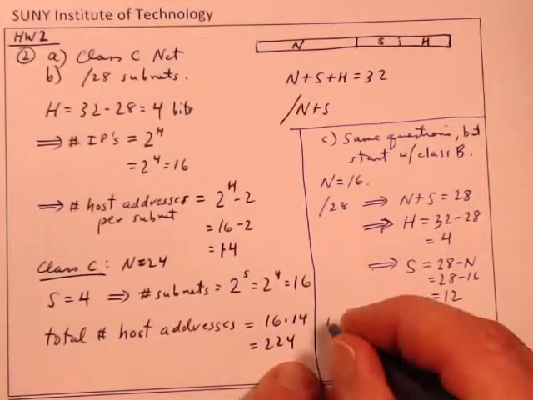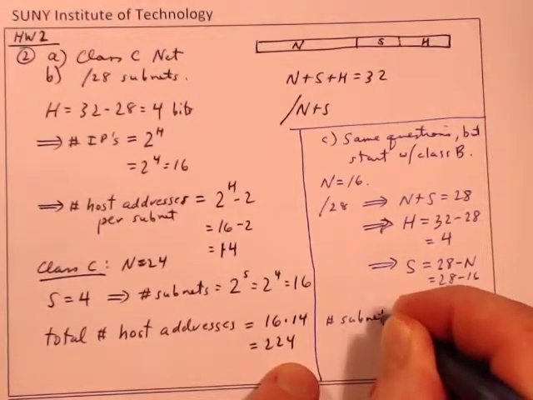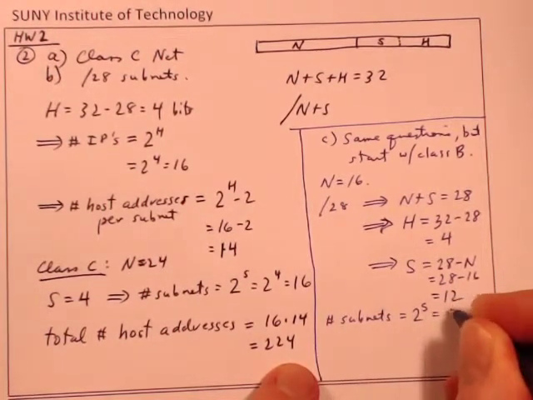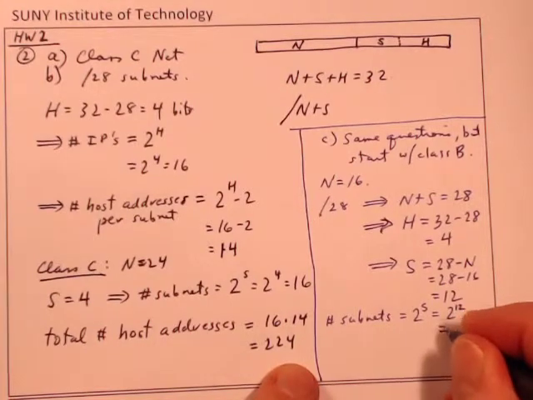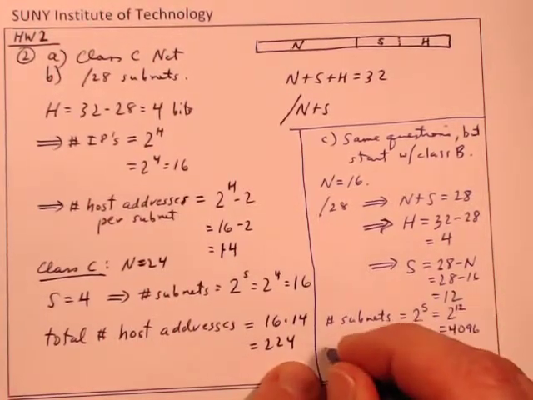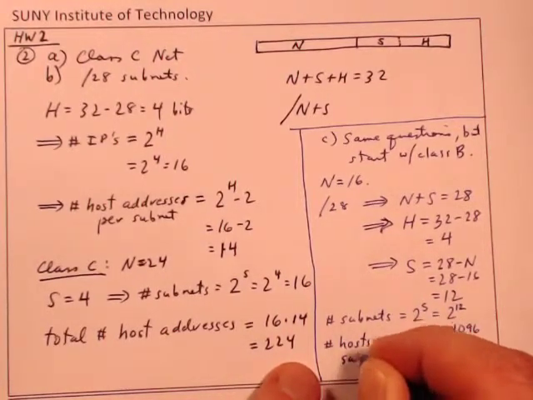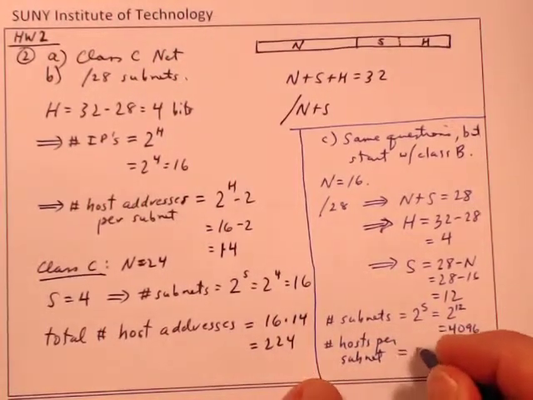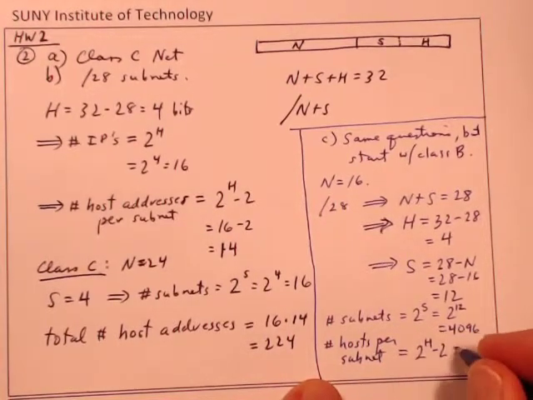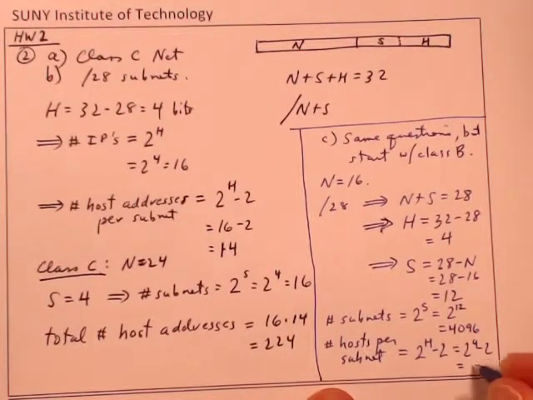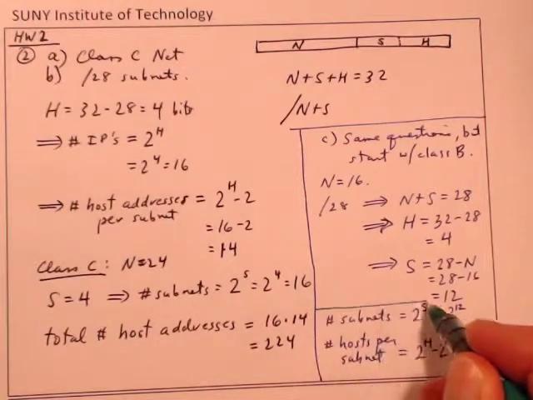So I can say that the number of subnets is 2 to the s, 2 to the 12th, or 4096. The number of hosts per subnet is 2 to the h minus 2, which is 2 to the 4th minus 2, which is 16 minus 2, which is 14. That's basically the calculation going on here.